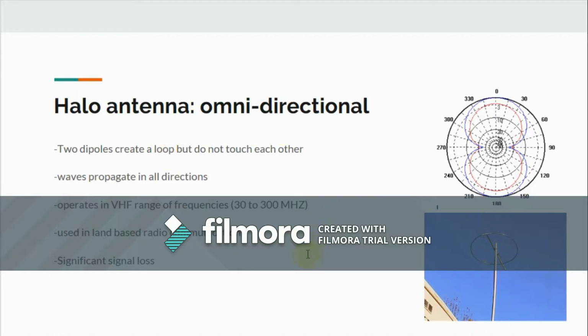Two dipoles are created by two rods which create a loop but do not touch each other. The waves propagate in all directions, as seen in the diagram to the right. This antenna operates in the VHF range of frequencies of about 30 to 300 MHz and is mainly used in land-based radio communications. Due to the propagation in all directions, there is significant loss of signal over large distances.